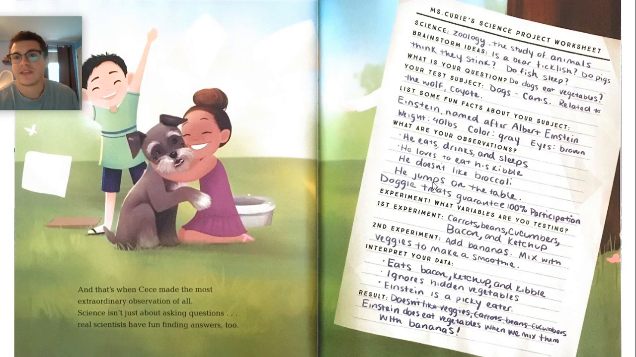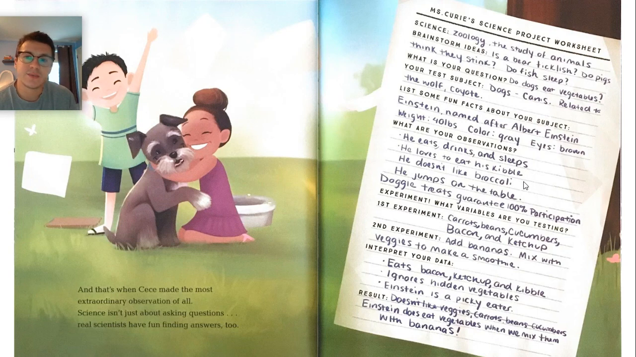So now they filled out their entire worksheet. They picked science, or they picked zoology, the study of animals. Their brainstorm ideas were: is a bear ticklish? Do pigs think they stink? Do fish sleep? What is your question? Do dogs eat vegetables? Your test subject: dogs, canis, related to the wolf, coyote. List some fun facts about your subject. Einstein, named after Albert Einstein. Weight, 40 pounds. Color, gray. Eyes, brown. What are your observations? He eats, drinks, and sleeps.